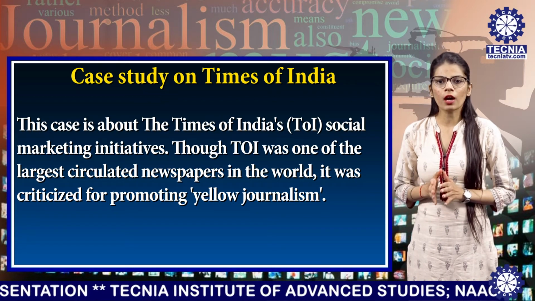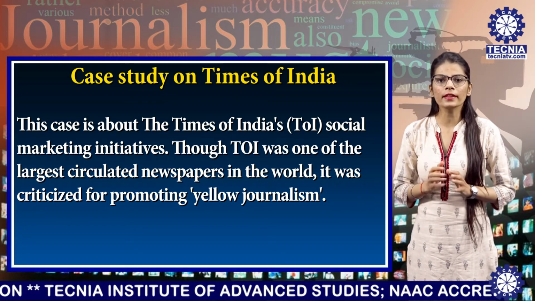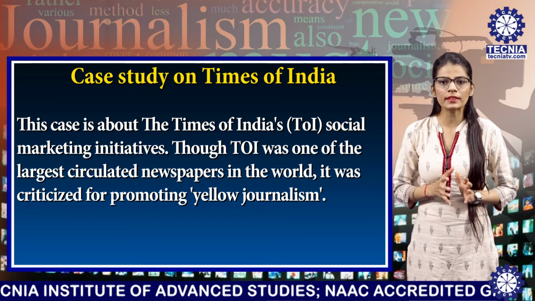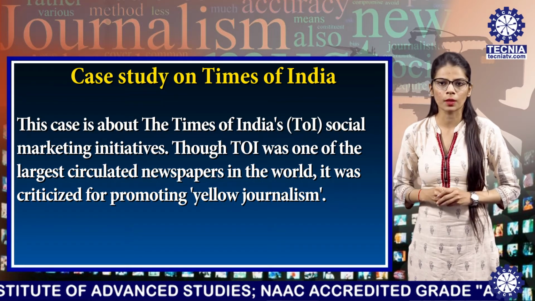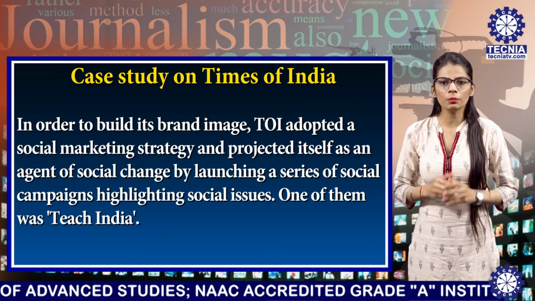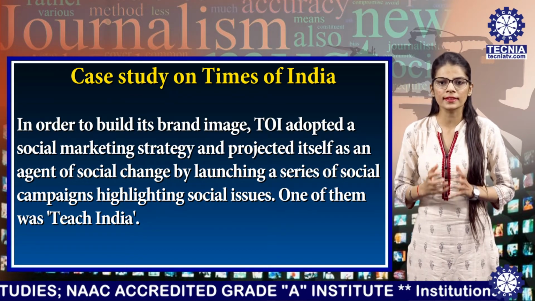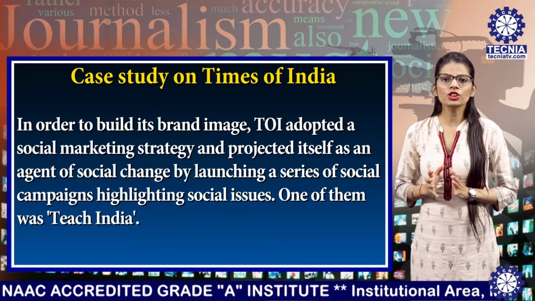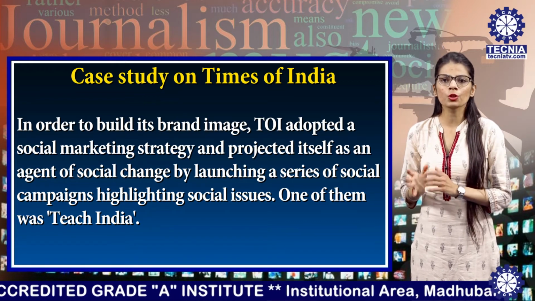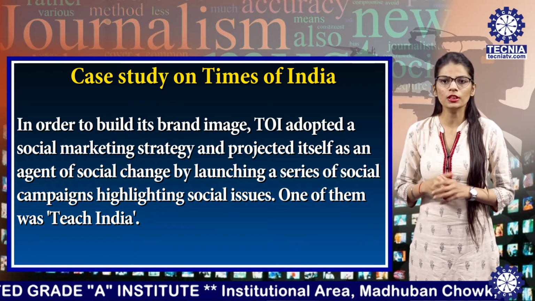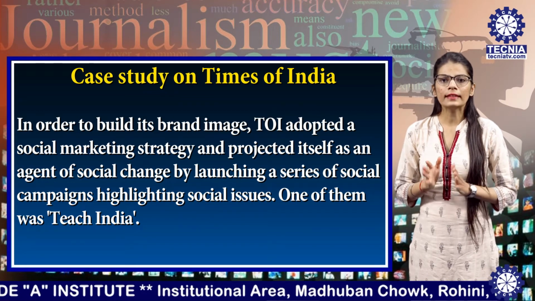Though Times of India was one of the largest circulated newspapers in the world, it was criticized for promoting yellow journalism. In order to build its brand image, TOI adopted a social marketing strategy and projected itself as an agent of social change by launching a series of social campaigns highlighting social issues. One of them was Teach India.